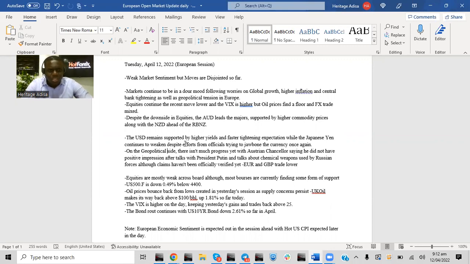But there's that to pay attention to. On the geopolitical side, there's really been increased fears that Russia is considering or has used chemical weapons, even though that is not confirmed officially yet. But there's talk around it, there's comments around it.